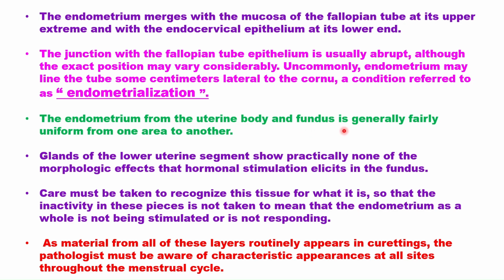Endometrium from the uterine body and fundus is generally fairly uniform from one area to another. Now, glands of the lower uterine segment show practically none of the morphological effects that hormone stimulation elicits in the fundus. So care must be taken to recognize this tissue for what it is, so that the inactivity in this segment is not taken to mean that the endometrium as a whole is not being stimulated or not responding. In lower uterine segments, the glands are generally weak to proliferative.